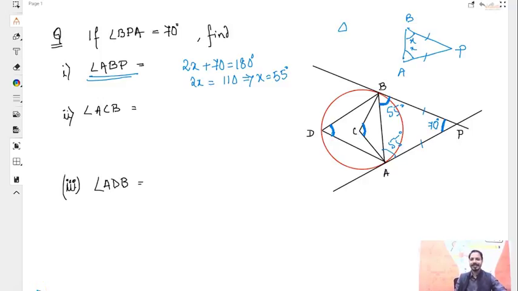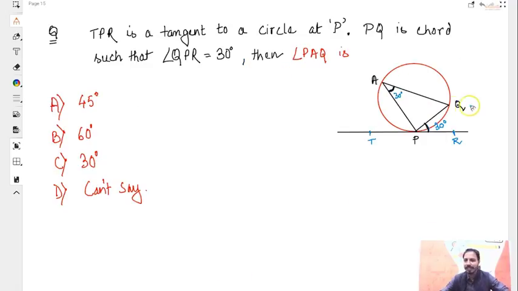Simple, right? Do it. So now we have just learned in the previous concept that if I have a tangent and a chord, then the angle subtended between the chord and the tangent is equal to the angle subtended by the chord on the other segment. So if this is 30, then the other segment will be equal.